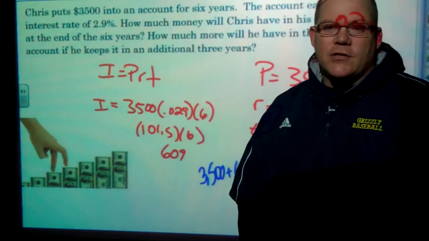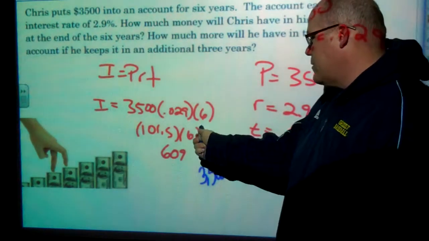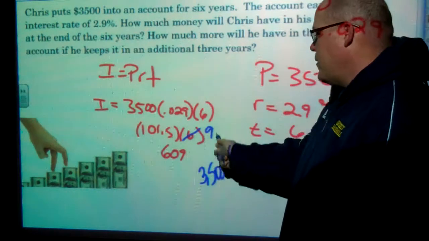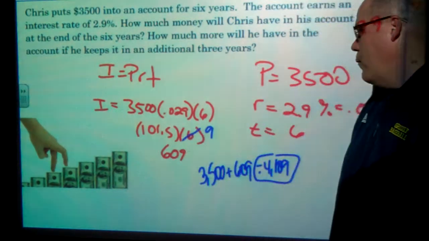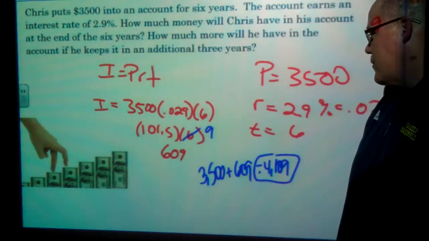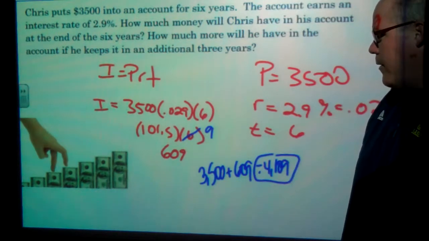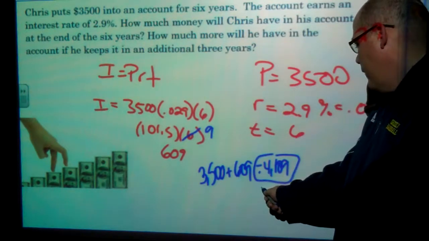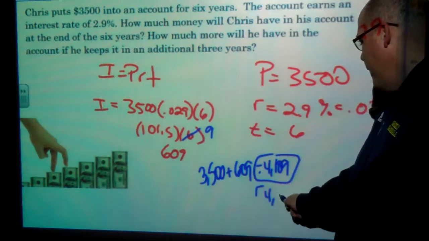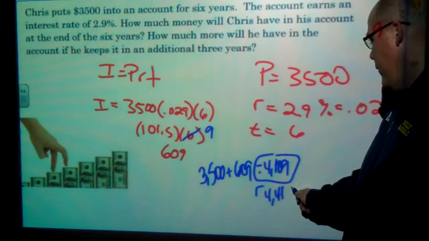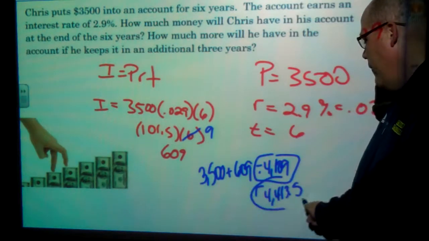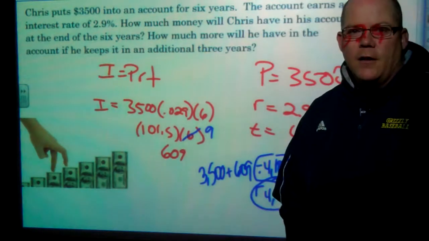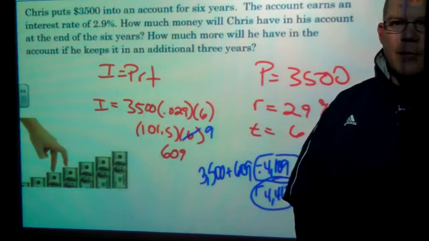If he kept it in an additional 3 years, we're just changing this number from 6 to what? 9, right? So then I'm multiplying 9 times 101.5. So we're adding 913.50 to 3,500, so we have 4,413. So how much would he have in his account? $4,413.